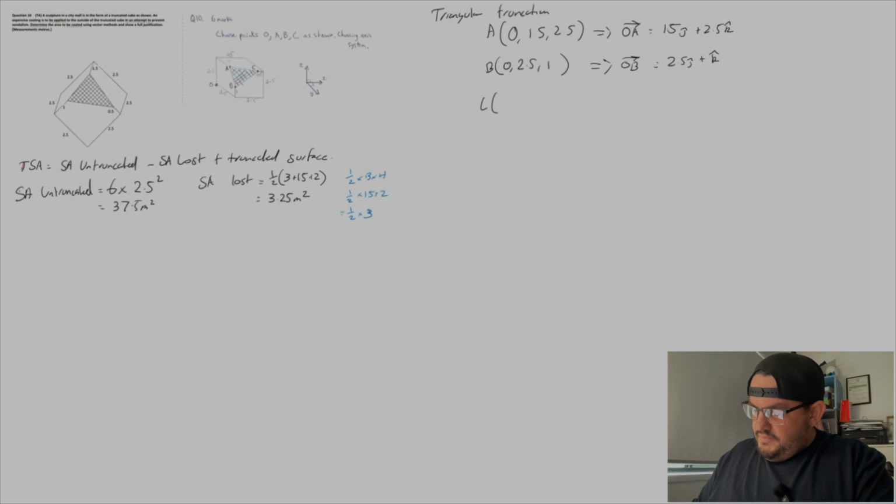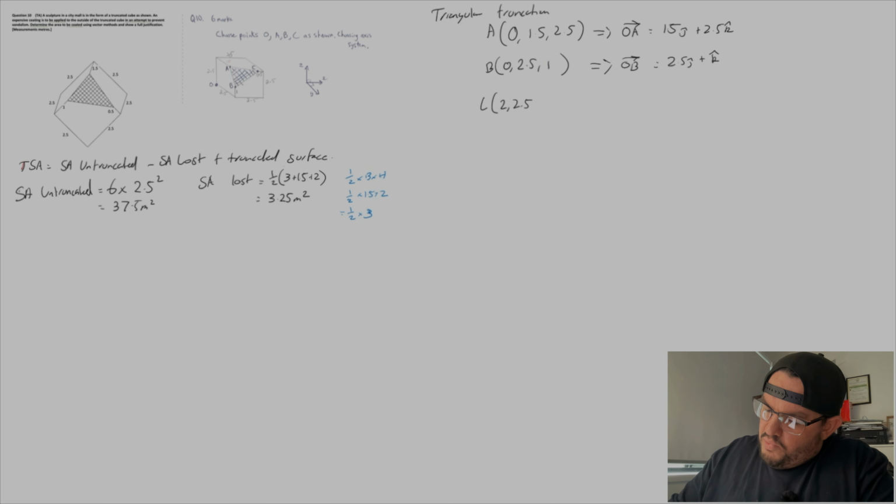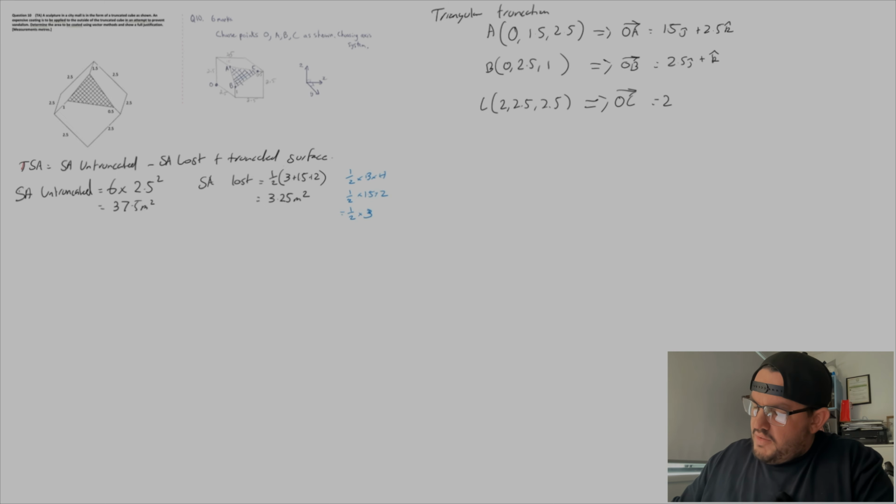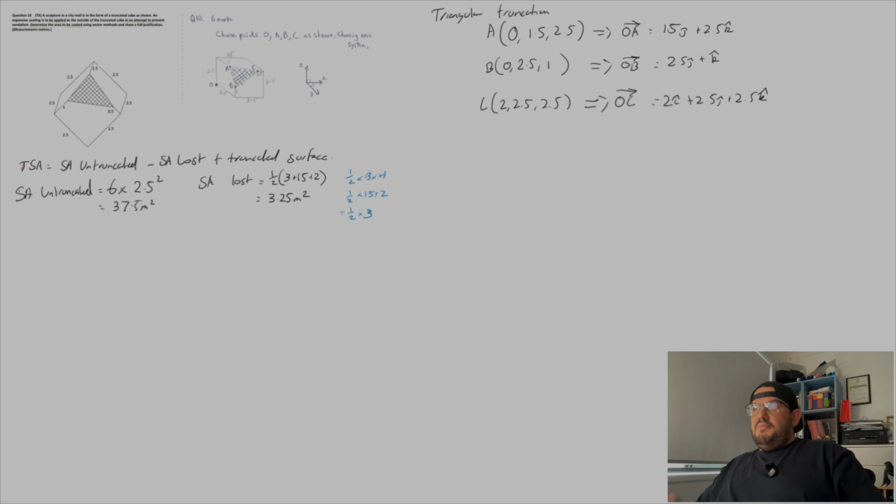C, you can go and have a look at it yourself, but C is going to be 2 on the x-axis, because it's 2 from this point here, because it's 0.5 there. So 2, and then it's going to be 2.5 and 2.5. So back over at my thing, I'm going to have 2, 2.5, 2.5, and then that's going to be from O to C. I'm going to have 2i plus 2.5j plus 2.5k. Perfect. So we've got that all sorted out now.